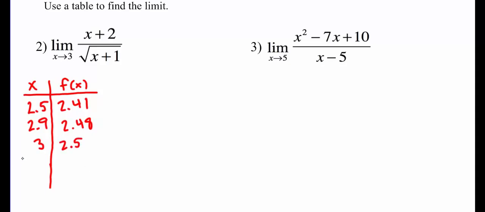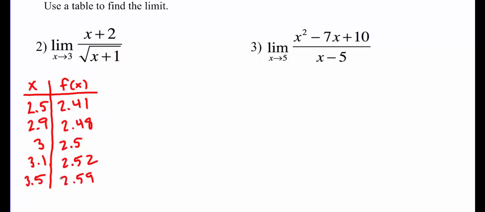Now I will tell you there will be problems where you can't actually plug in that value. Well, number 3 will be the first of those, but you'll see others as well. So in some cases we can't just plug it in, and we'll talk more about that. But at 3.1 we're at 2.52. Maybe I'll go to 3.5 and I'm at 2.59.